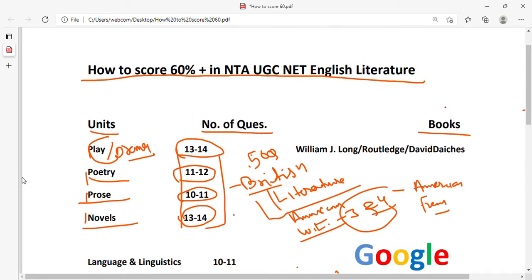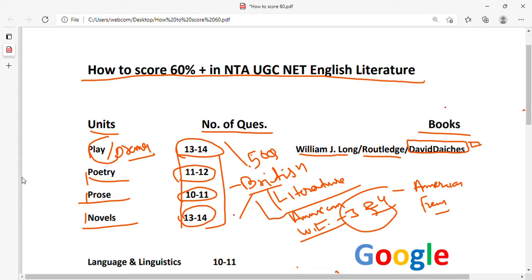You just do that. So now the books which I have mentioned for these 4 units for your British literature are William J. Long, Routledge, or David Daiches. Now there will be a lot of people who will tell you that there is no need to read David Daiches. It's just for those students who are interested in studying, reading, and knowing literature to its very depth, thoroughly. You can go for it.